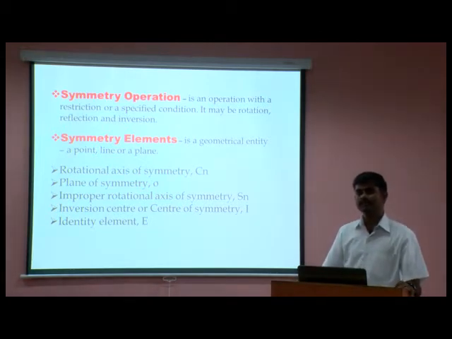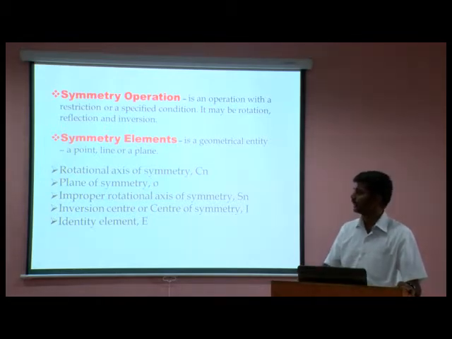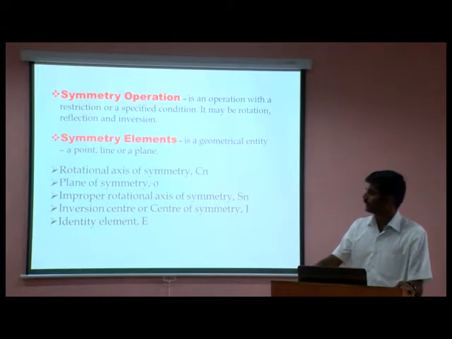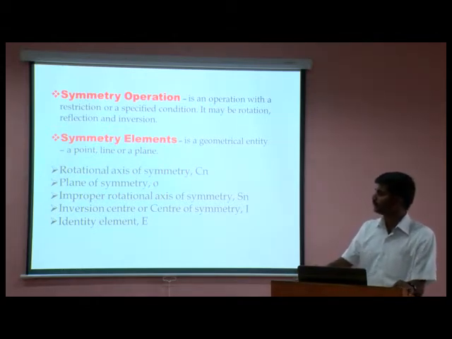Here this symmetry element is classified into 5 major categories. One is the rotational axis of symmetry. The second one is the plane of symmetry, represented by the symbol sigma. Then the improper rotational axis of symmetry, represented by Sn. Then the inversion center or center of symmetry, represented by the symbol i, and the identity element, represented by E.